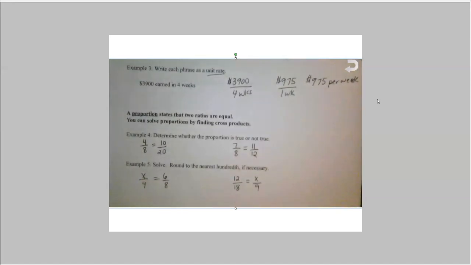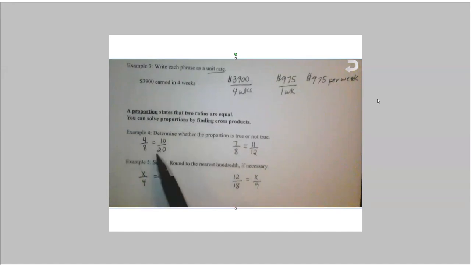The reason we need to know how to work with ratios, one of the big things for algebra, is using those to solve a proportion. A proportion states that 2 ratios are equal to each other. So you can solve proportions by finding cross products. This obviously is not the only way to solve proportions. Sometimes there may be an easier way, but cross products always work.